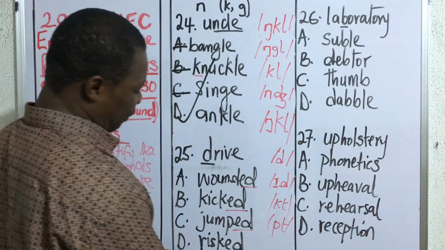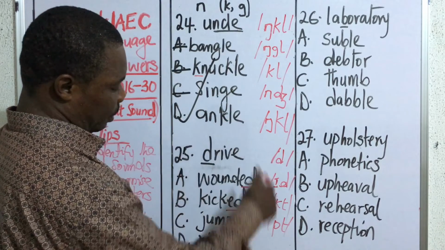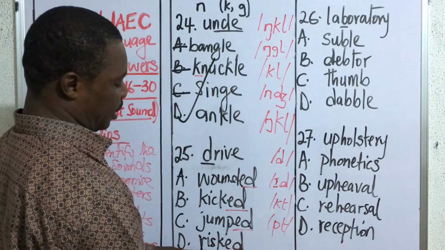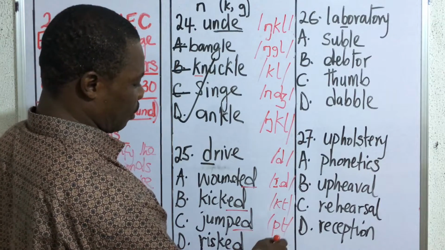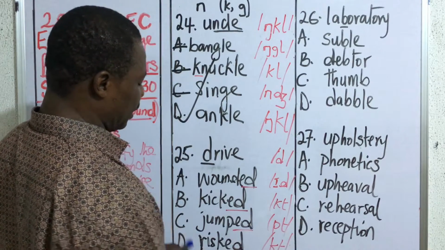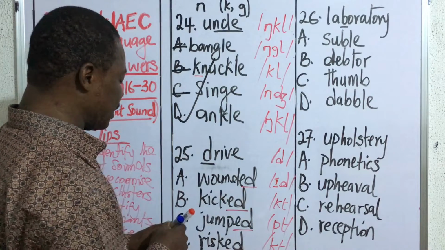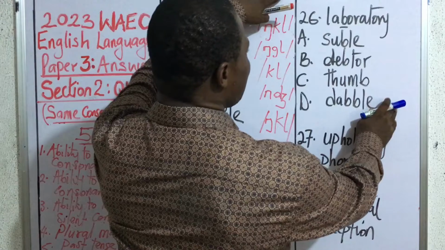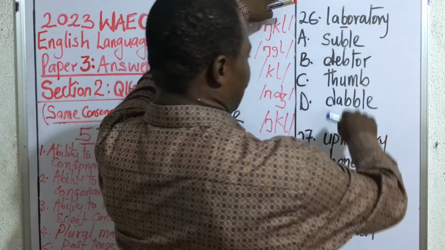Then for the next one, you have risked. I think we produced this word at the beginning. So you know that this past tense, I'm not going to pronounce it as risk-ed. So you're going to say risked. So you are going to have KT. So at the end of the day, the only option here that has a D is what? A, wounded.